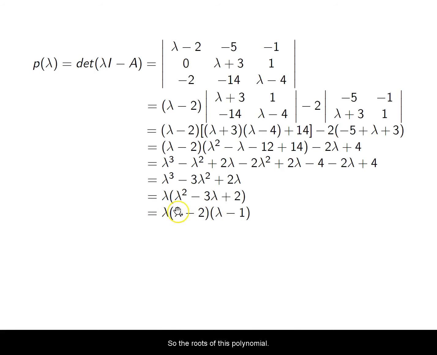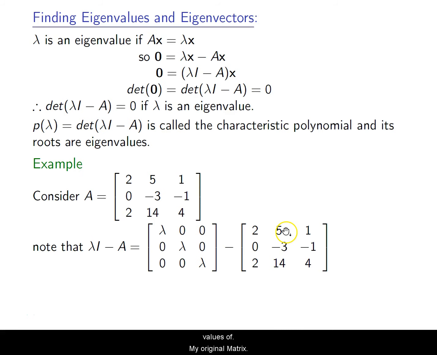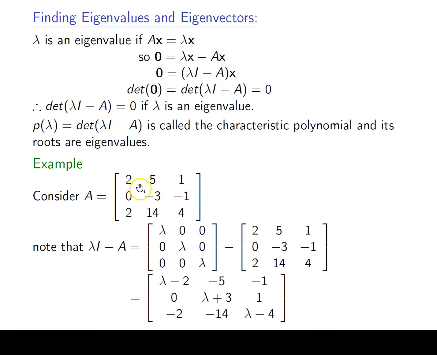So the roots of this polynomial are my eigenvalues. That's why they're in terms of lambdas. So lambda equals 0, lambda equals 1, and lambda equals 2 are my eigenvalues, right? So the characteristic polynomial equaling zero implies that these are the zeros of the characteristic polynomial, which means that they are the eigenvalues of my original matrix A that I have here. Okay.